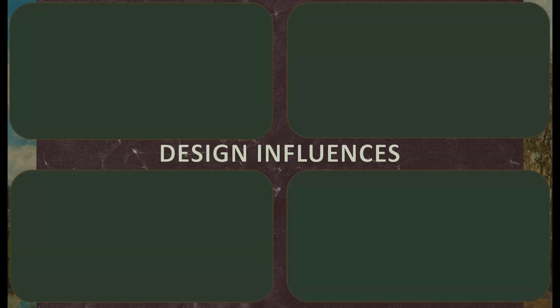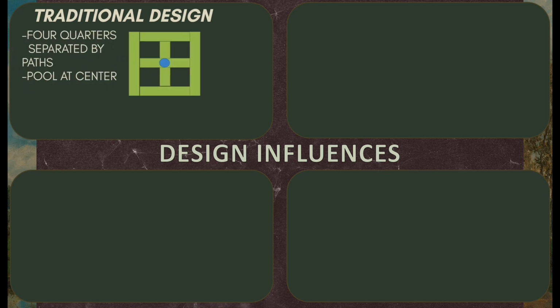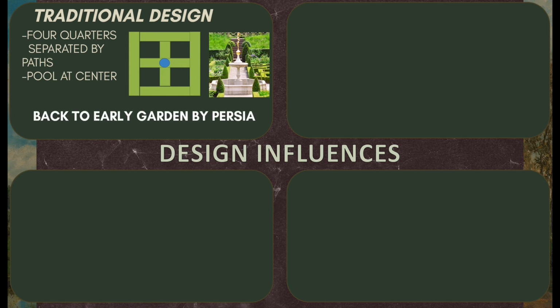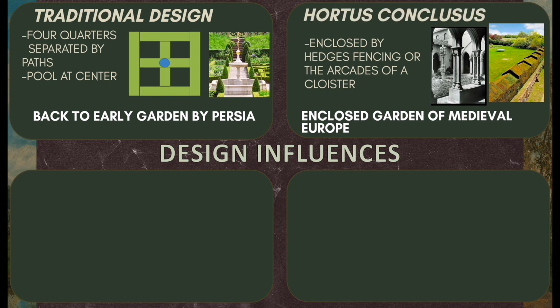Design influences. The traditional design that has four quarters separated by a rill and a pool at the center is influenced by the early gardens of Persia. The enclosure of the garden by hedges, fencing, or the arcades of the cloister is influenced by the enclosed garden of medieval Europe called hortus conclusus.